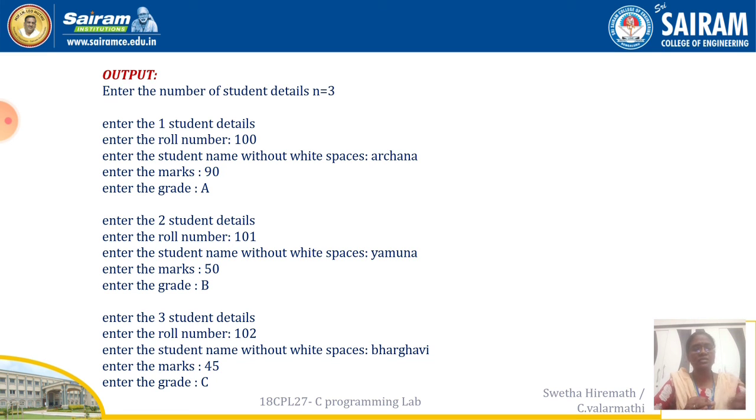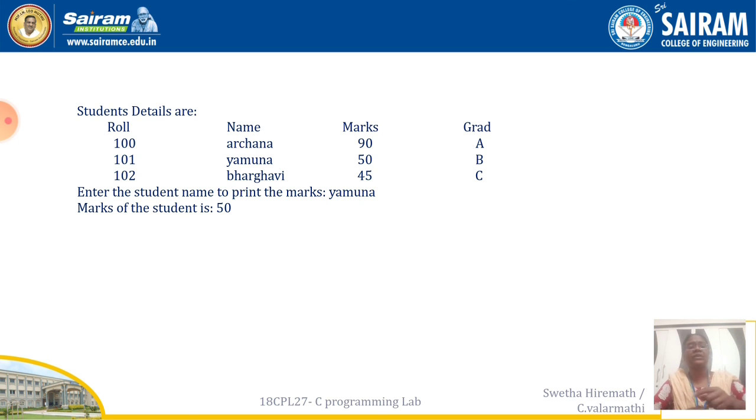So for 3 students, it will ask for the details. First student: roll number, name, marks, grade. Similarly, second student's roll number, name, marks, grade. And third student's roll number, name, marks, grade. Okay, now I gave them. After that, what is my process? I need to display in a tabular form. Roll number, name, marks, grade is my title. Then the 3 given details are displayed like a tabular column.